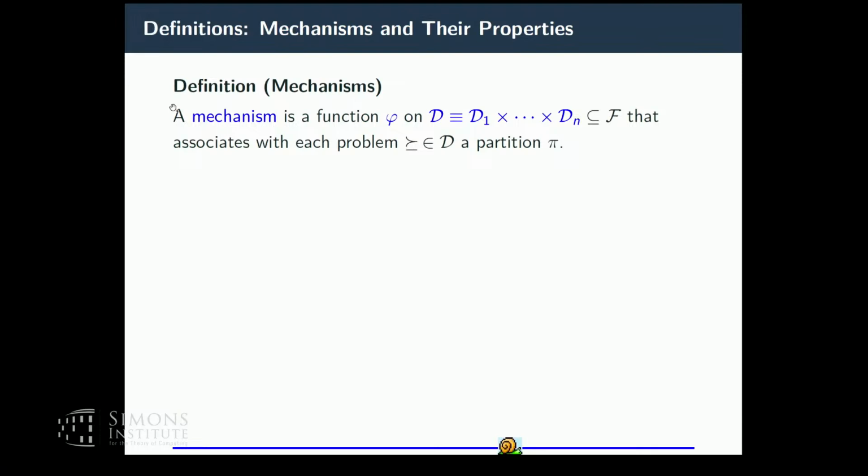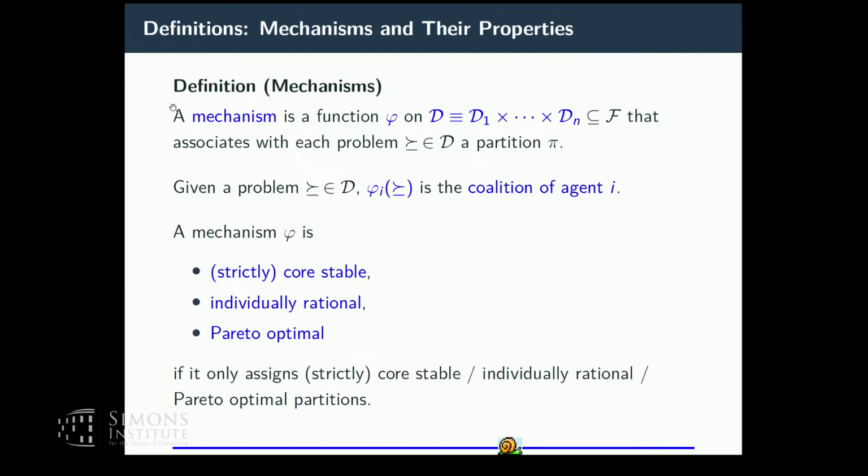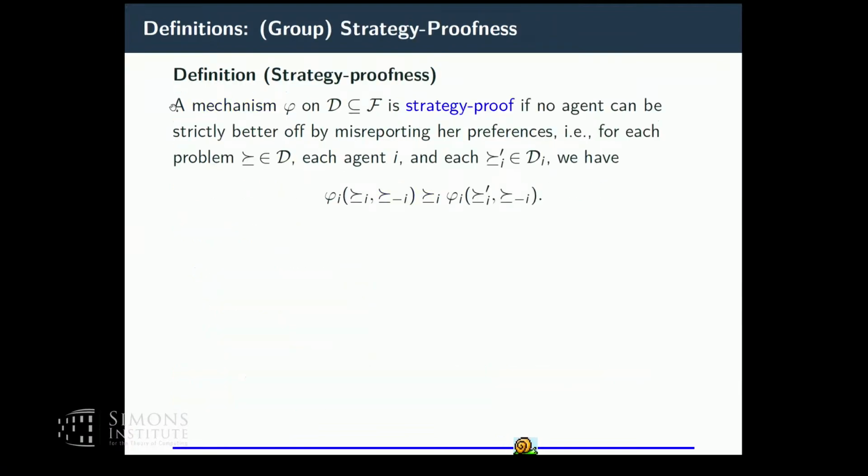A mechanism is a function that takes subdomains from the friend-oriented preference domain and assigns a partition to each problem that occurs in that subdomain. Just notation, not so important. A mechanism satisfies strict core stability, individual rationality, Pareto optimality, if and only if it assigns partitions with these properties. Strategy-proofness means that it's a weakly dominant strategy to tell the truth. So if one agent changes his report independently of what other people do, he cannot be better off.